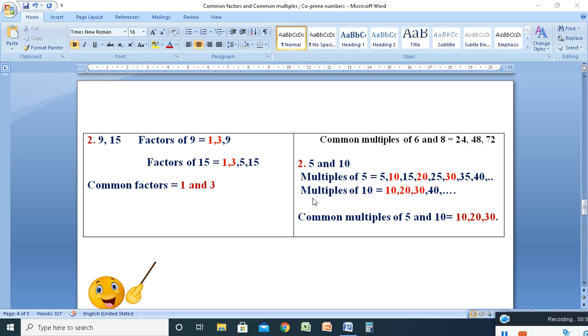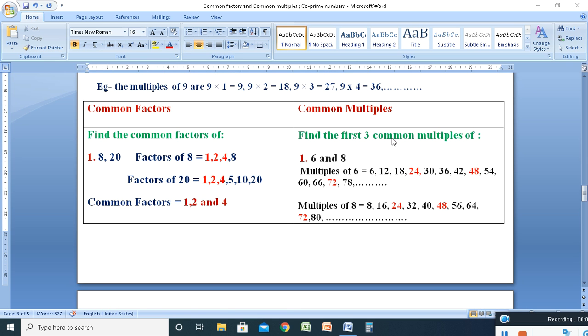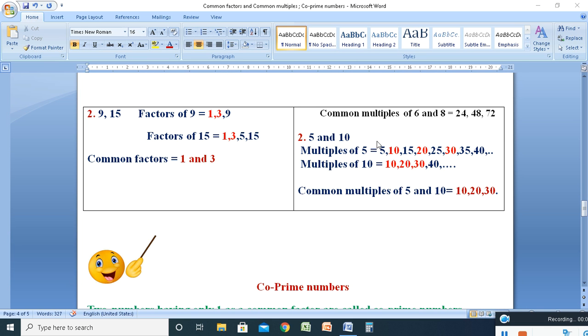It's very easy, just list out the multiples of 5, that is the multiplication table of 5, and the multiplication table of 10, and then pick up the first three common multiples, because the question asks for the first three common multiples. So from this 5 and 10, what are all the common numbers here? 10, 10 for both, and 20 is there, 30 is there. So the first three common multiples of 5 and 10 are 10, 20 and 30.